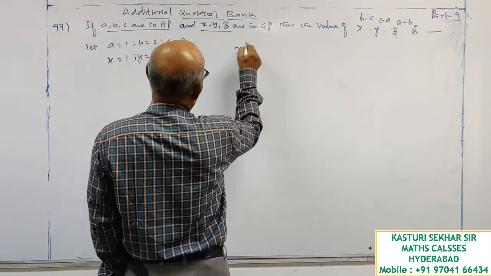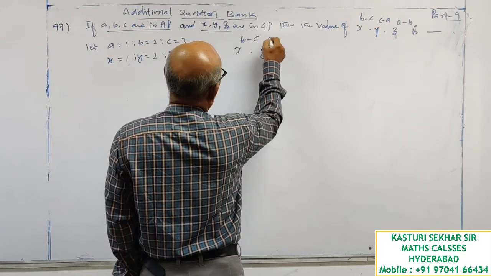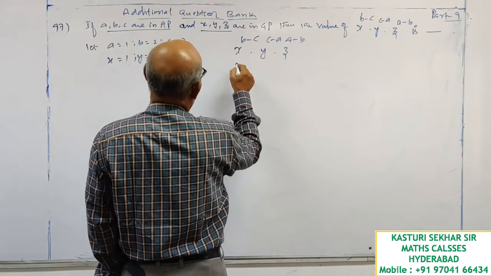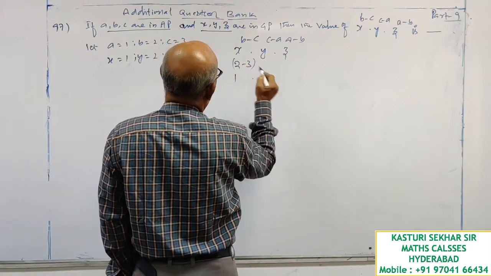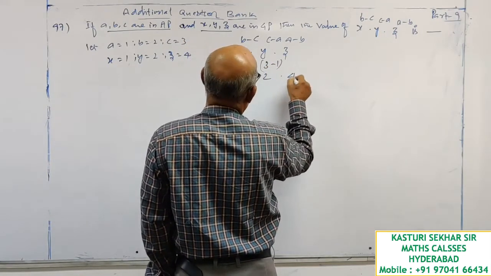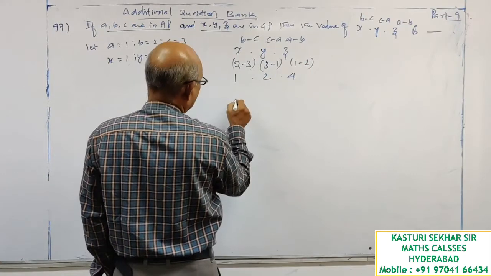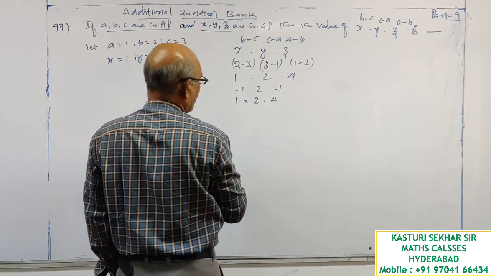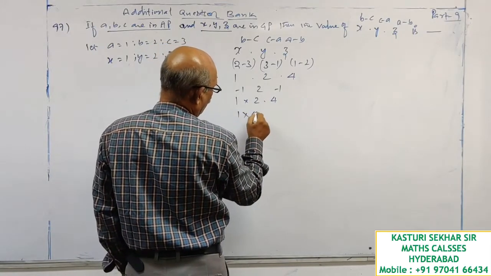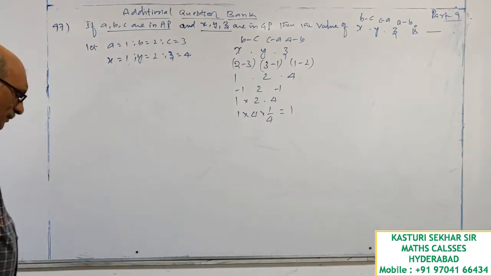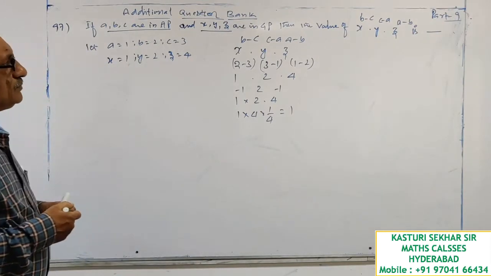Substitute here: x to the power b minus c, y to the power c minus a, z to the power a minus b. 1 to the power 2 minus 3, 2 to the power 3 minus 1, 4 to the power 1 minus 2. That is 1 to the power minus 1, 2 power 2, 4 power minus 1. So 1 into 4 into 1 by 4, 1 is the answer.